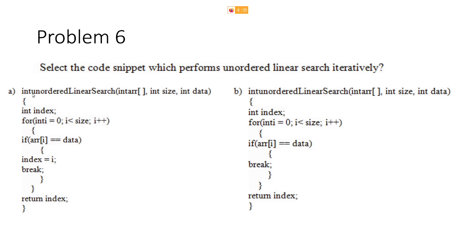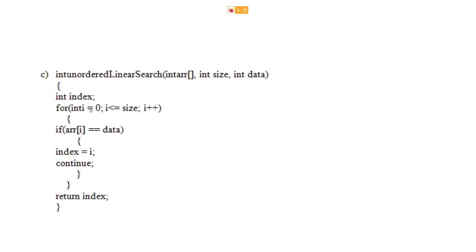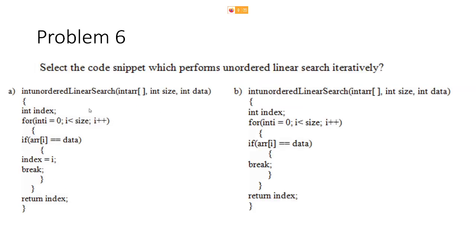So here there is a little bit of a typo. It's int unordered, there is a space between them, and it is taking an array, the size of the array, and some data that you are looking for. Right. And there are 3 code snippets. These are A, B, and then there is C. So first look at A. Here you have defined an index integer. Then you are going over the array from i equal to 0 to i less than size. You're checking if array[i] equal to data, then index equal to i, and you break and you return the index.